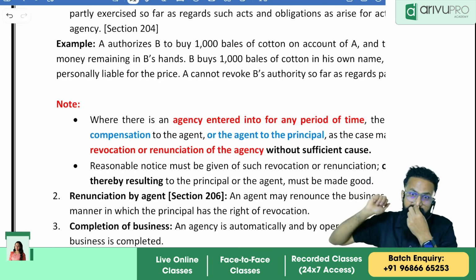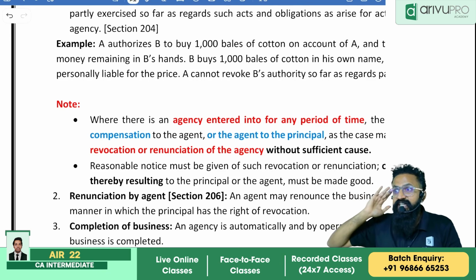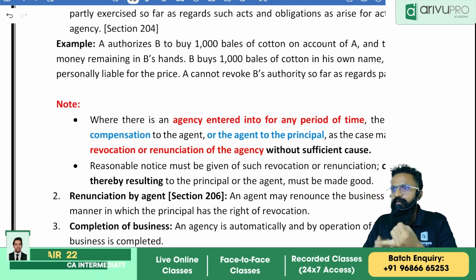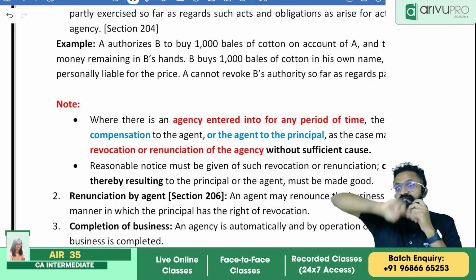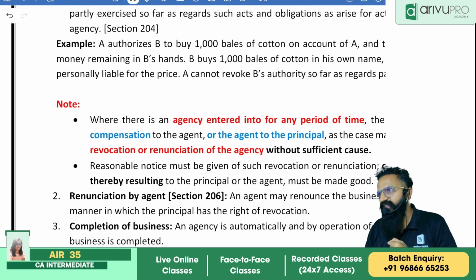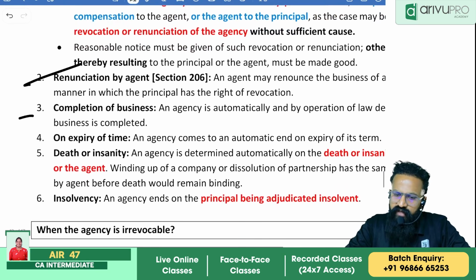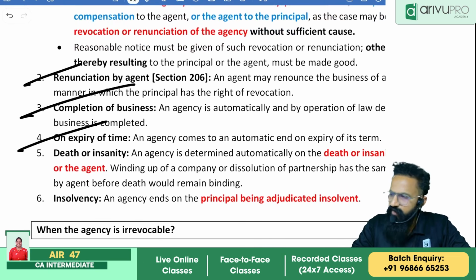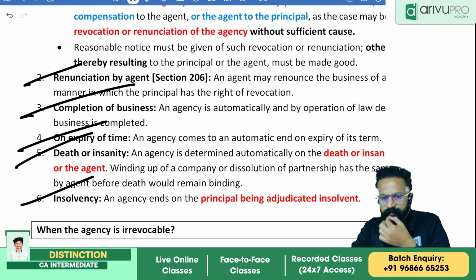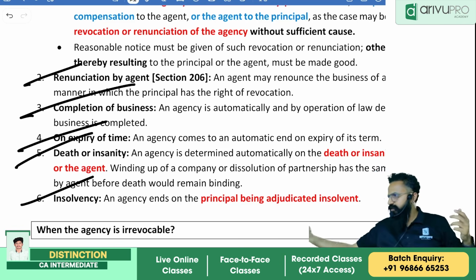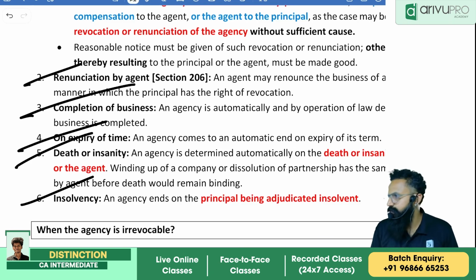And when is revocation effective? When the principal wants to revoke, from the day the agent is aware of it, when he reads the letter, the revocation is effective. When does the agency come to an end for a third party? Whenever the third party gets to know about it. Okay. Next one, renunciation by agent. We saw completion of business, expiry of time, death, insolvency. In all these cases, it comes to an end. When the agency is irrevocable, when the agent is interested in the subject matter, whatever we saw, in that the agency is irrevocable. Clear?